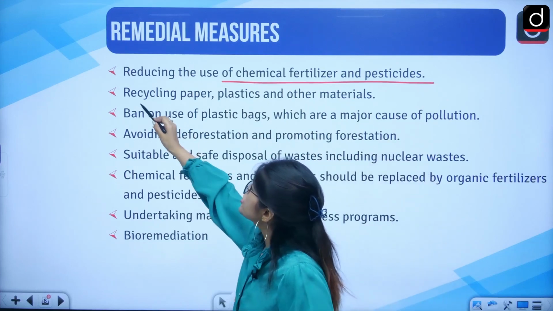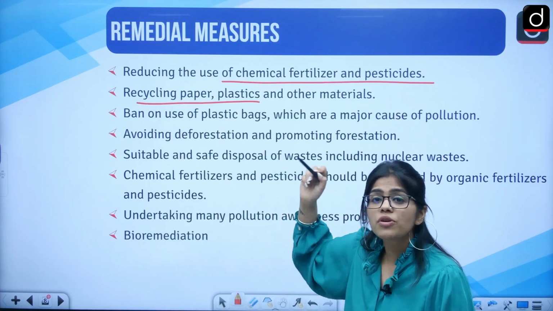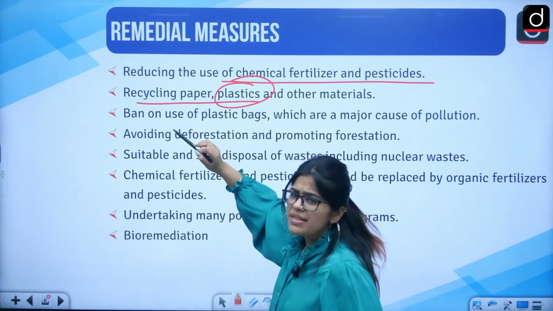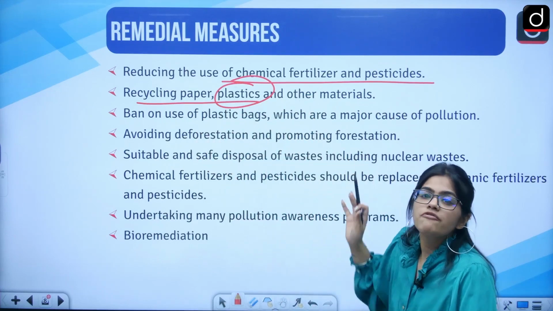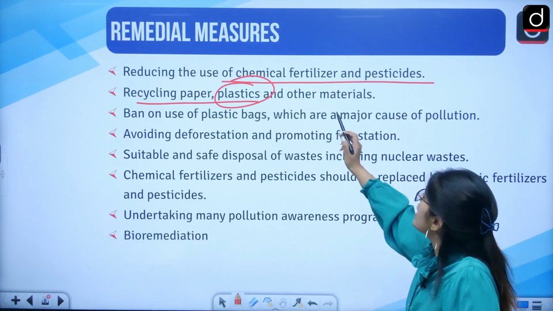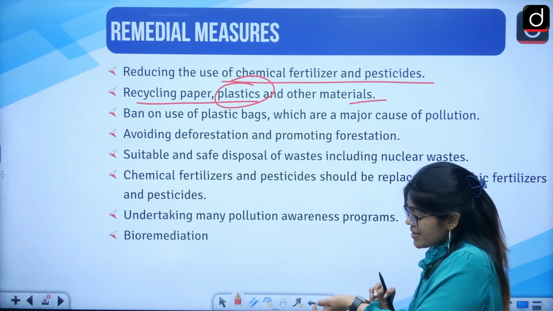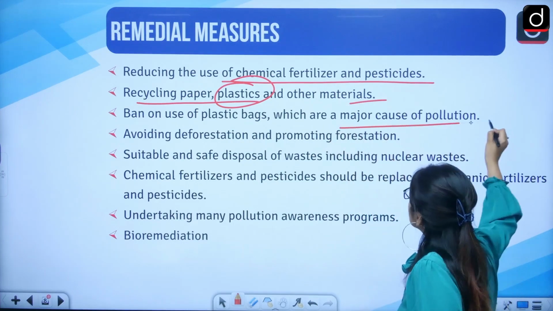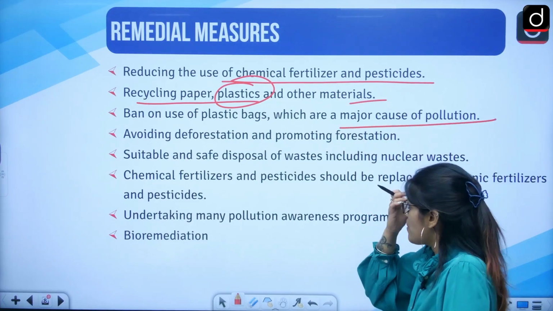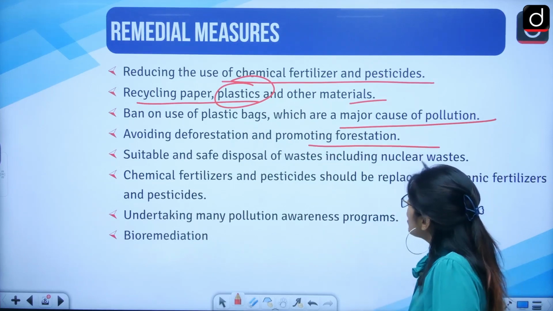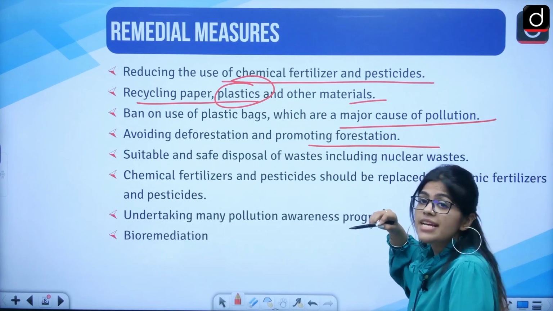Then it is important to use the 3 R's. Very important that the recycling of paper and ban of plastics should be there, but it is advisable to first of all start with using less and less of plastic and other materials, right? Then we have the ban on the use of plastic bags, because this is causing a major amount of pollution. Then avoiding deforestation and promoting afforestation is very important.